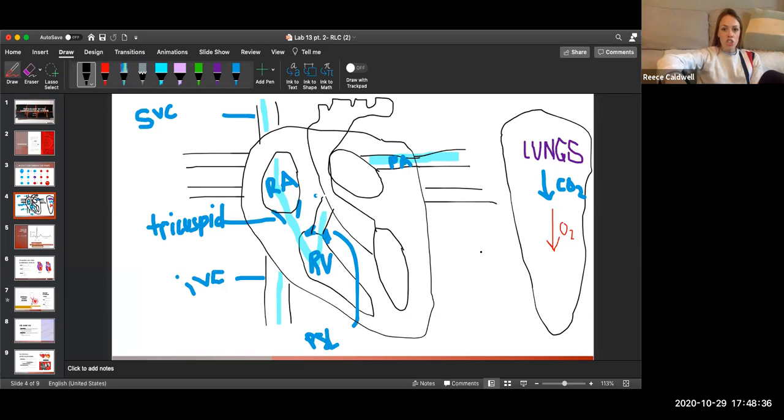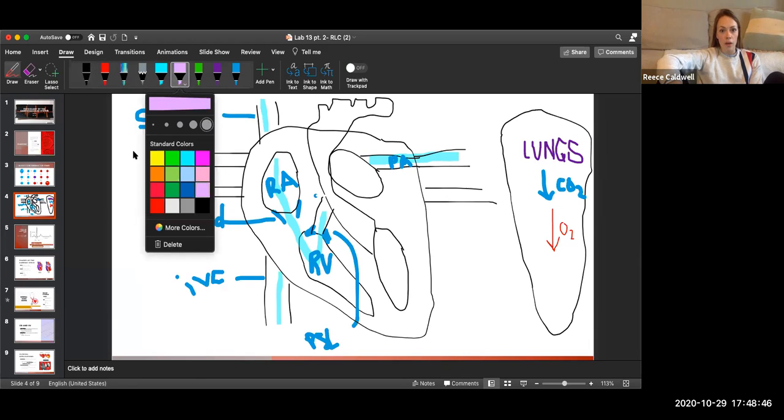So we now have oxygenated blood, and it needs to re-enter the heart so the heart can pump it to the rest of our body. So it's going to re-enter the heart via the what vessel?